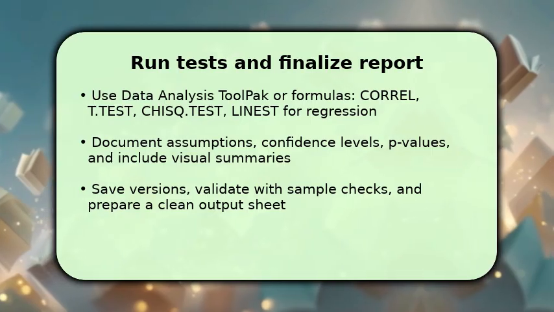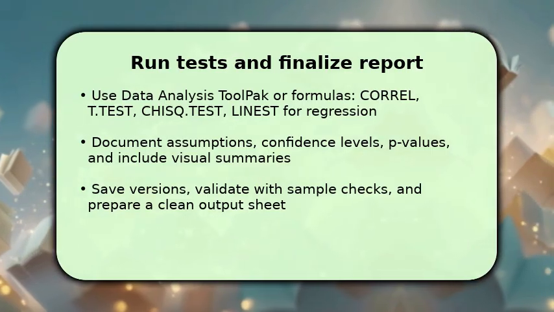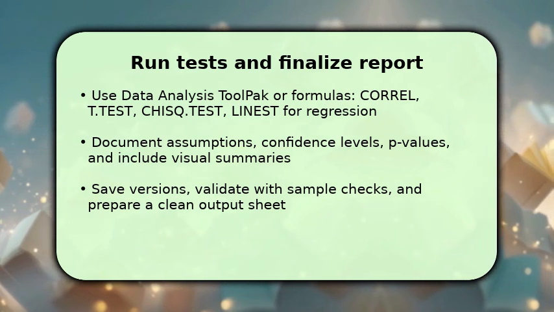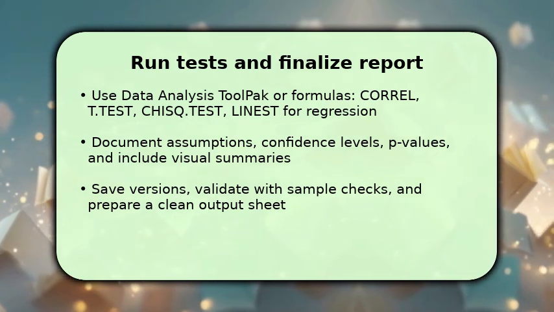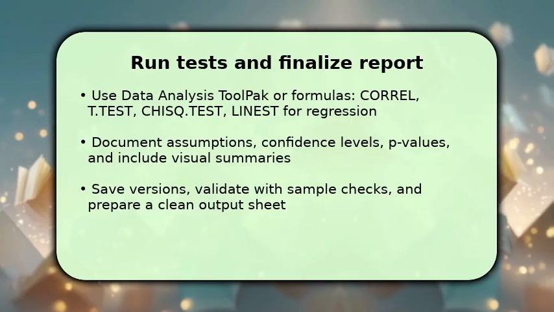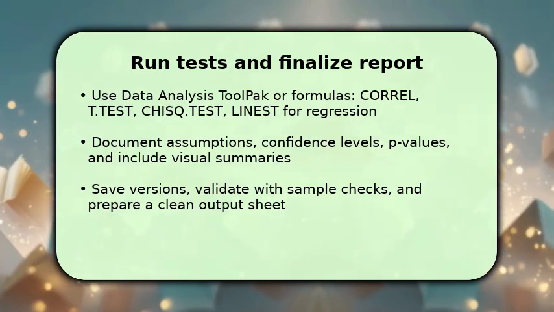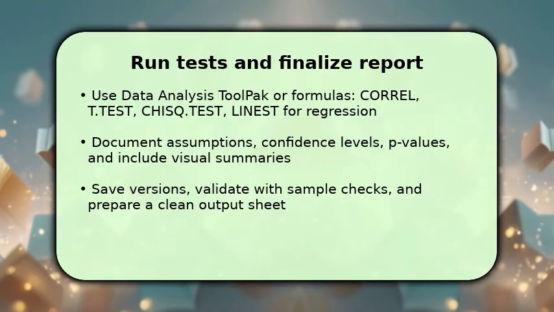Once validated with spot checks, assemble a final output sheet with tables and charts for presentation. Troubleshooting tip: if results seem wrong, check cell ranges and hidden filters first. A wrong range or active filter is the most common cause.